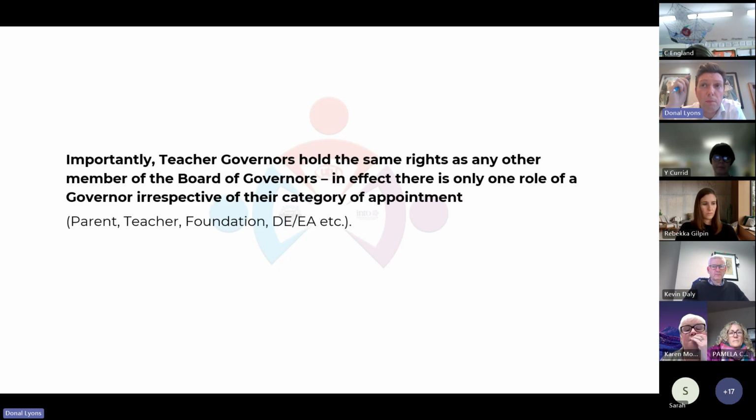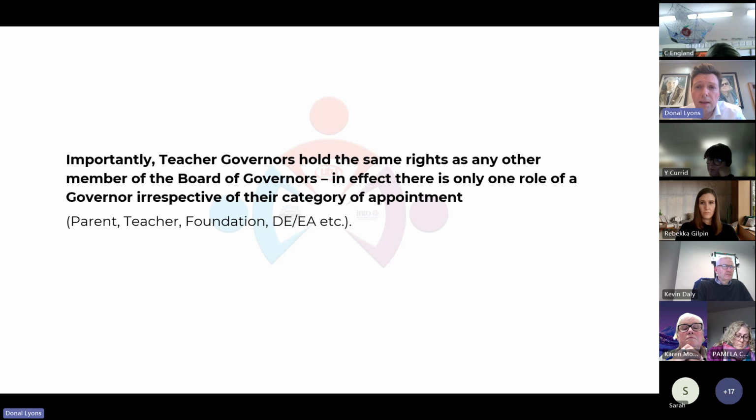One of the more important points I'm trying to make today is that while teacher governors are separated and ring fenced and reserved for teachers within a school, they hold the same rights as any other member of the Board of Governors. This is something that we do encounter quite a lot in queries from teacher governors, that they sometimes feel pressure from management or from principals that they are there merely as a kind of token or a representative of a section, but they are not a full member of the board. And it is very much the union movement's view that a teacher governor is as full a member of the Board of Governors as any other one there as well.